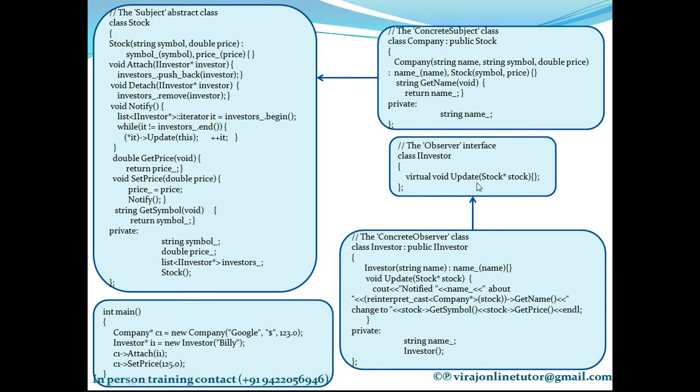Okay, that is having an update API, and these are concrete observers, which is nothing but actual investors who are investing in the company. So investor is inheriting from I investor. You will be having a list of investors in a stock. So what will attach function do? It will attach the investors to this list. What will detach function do? It will remove that investor from that list.